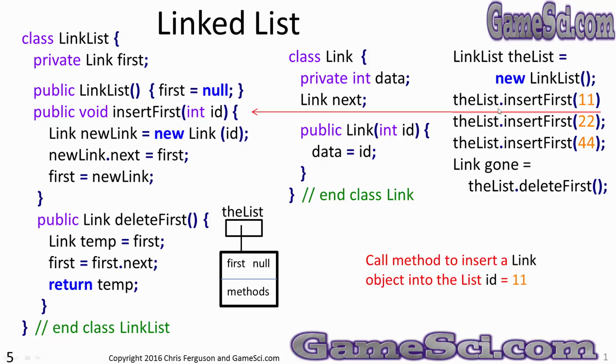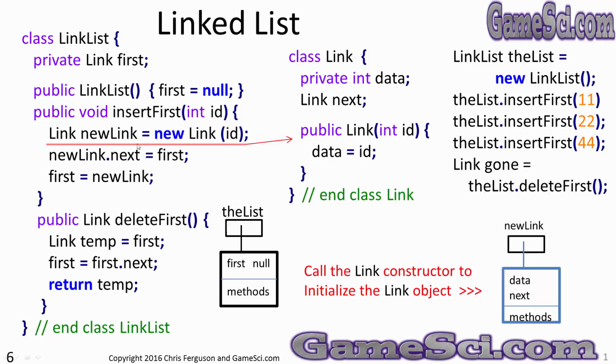Which brings us to the next line of code. We're going to go to the list object. The period says go inside and run a method. The method that we're going to run here is the insert first method, and that's what that arrow is telling you. We're going to pass it 11 as the parameter, and 11 will be assigned to the ID variable. During the execution of this code, we're going to create a new link object.